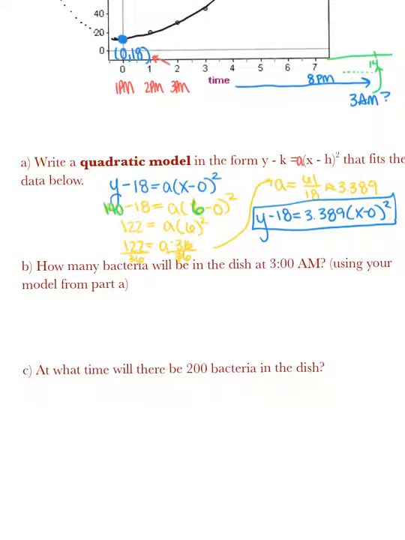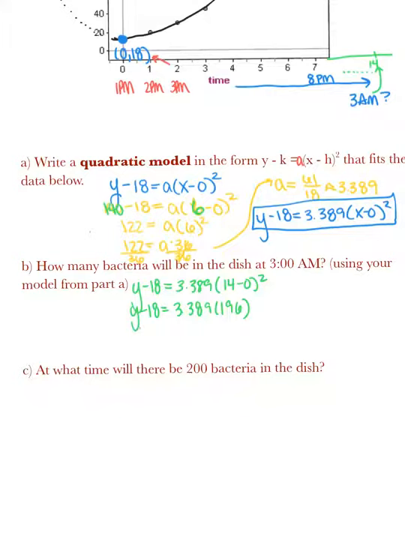So I'll end up with y minus 18 equals 3.389 times 14 minus 0 quantity squared. Here, you're probably going to need a calculator. So 14 squared is 196. And let's multiply that by the 3.389.